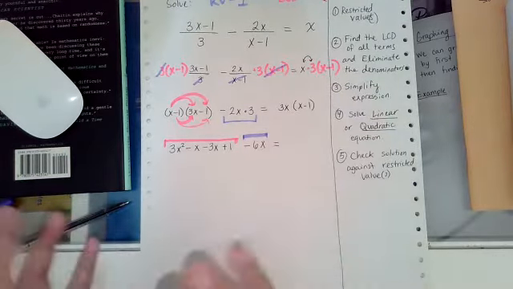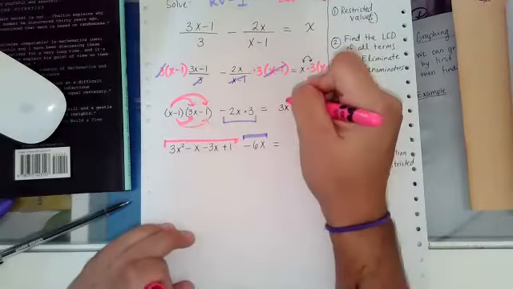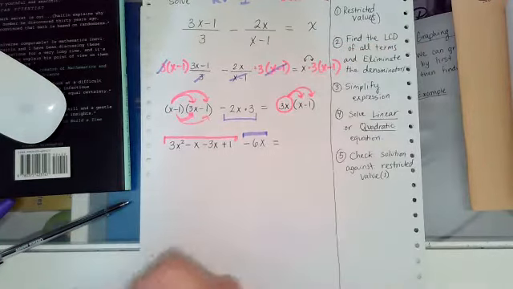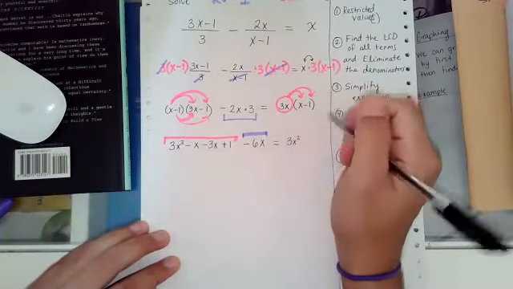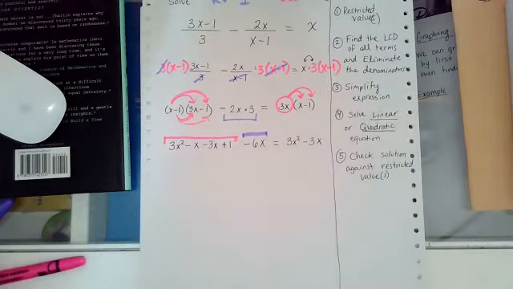For the terms on the other side of the equal sign, we're going to multiply this 3x into this polynomial. So we should get 3x squared minus 3x. Okay, does everybody have the same terms? And the multiplication seems right to you guys? Okay.